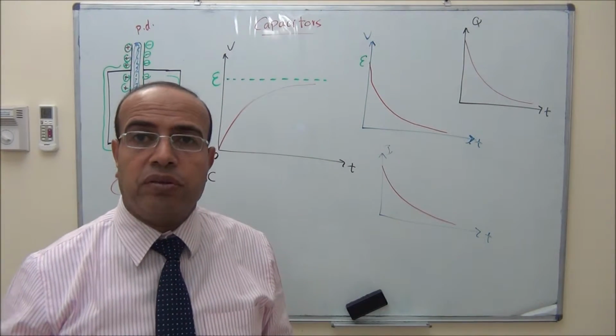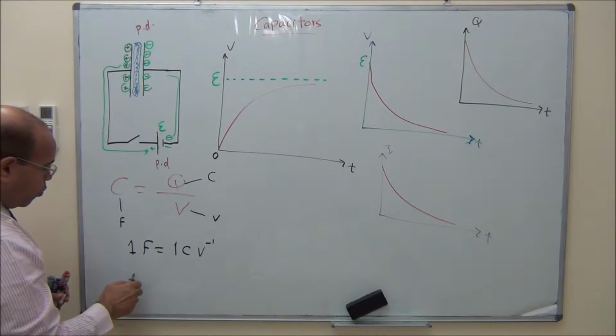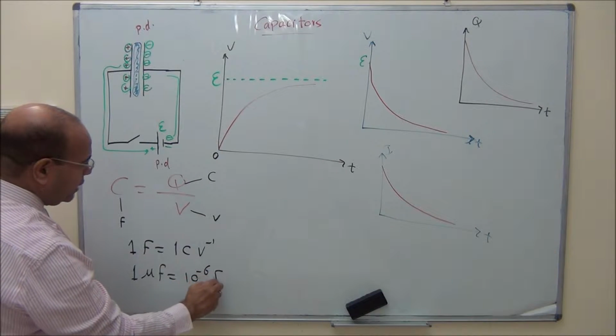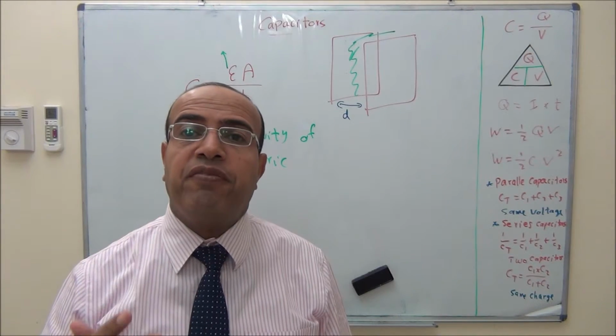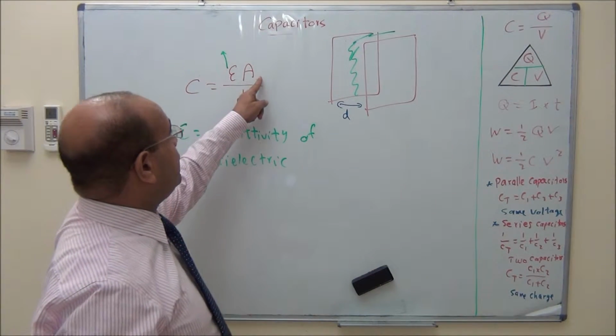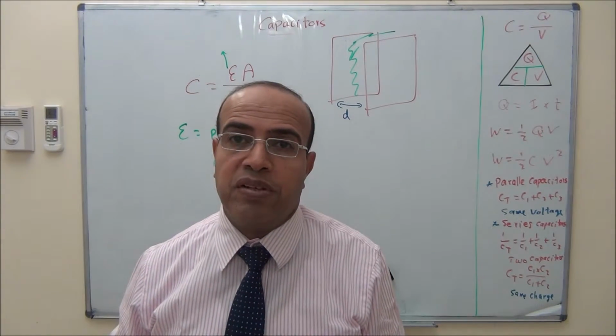Farad is a big unit, so we use microfarad. What is the relation? Okay, 1 microfarad equals 10 to the power negative 6 farad. We have three factors affecting the capacitance of the capacitor: the area of the plate, the distance, and the insulating material between the plates.